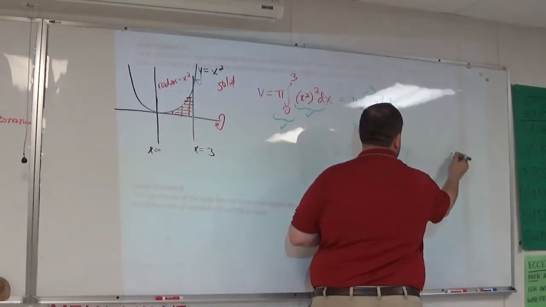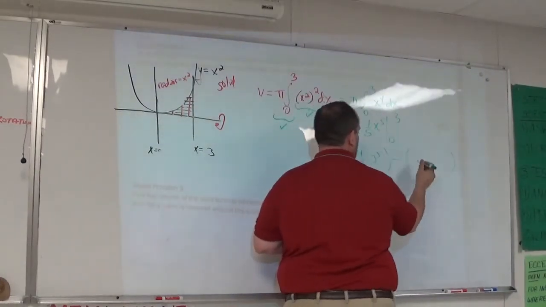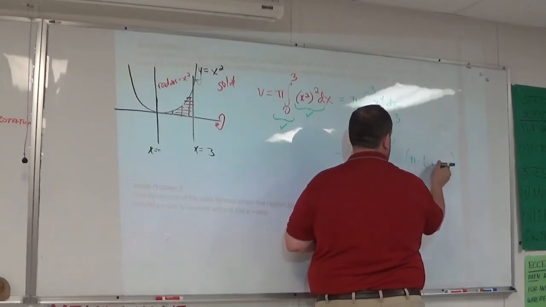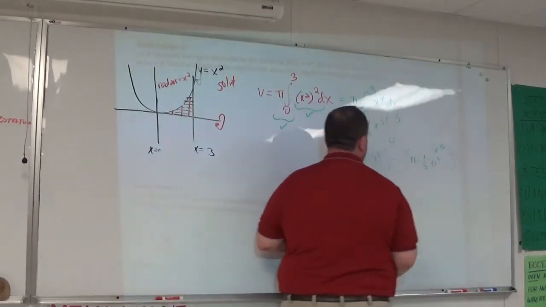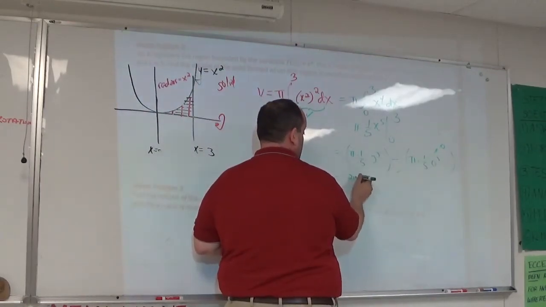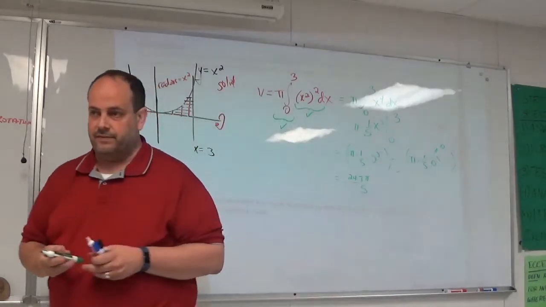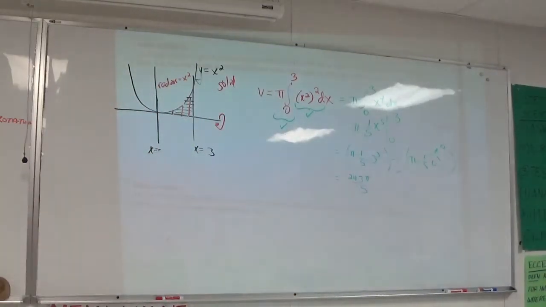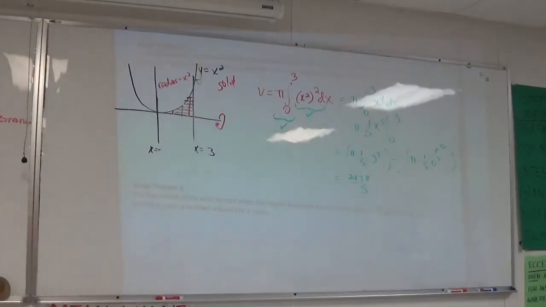Big parentheses minus big parentheses, pi times 1/5 of 3 to the 5th minus pi times 1/5 of 0 to the 5th. All that's 0. 3 to the 5th is, I think, 243. And it's going to be 243 pi over 5. In terms of the calculus, not hard. So is this the answer for the calculus? What'd you get for the calculator?